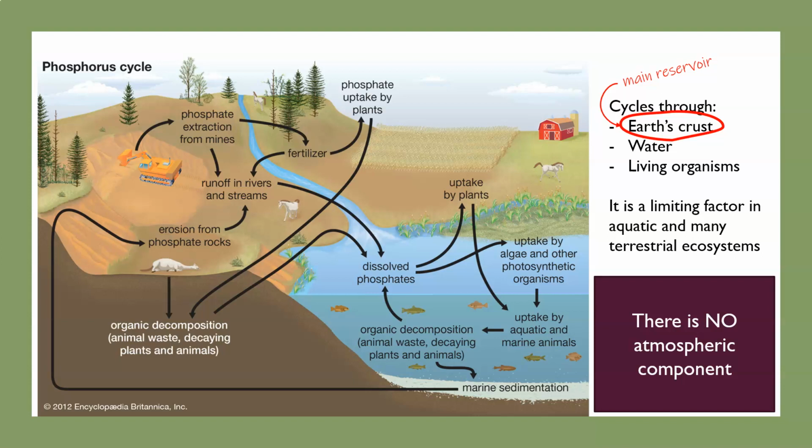It's also that there is no atmospheric component. This is the only one of the cycles we're going to look at that doesn't have an atmospheric component because the phosphate does not exist as a gas.